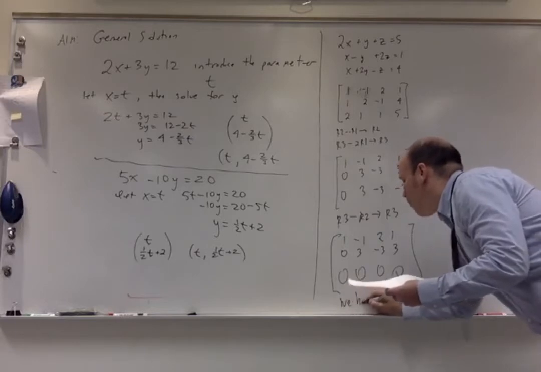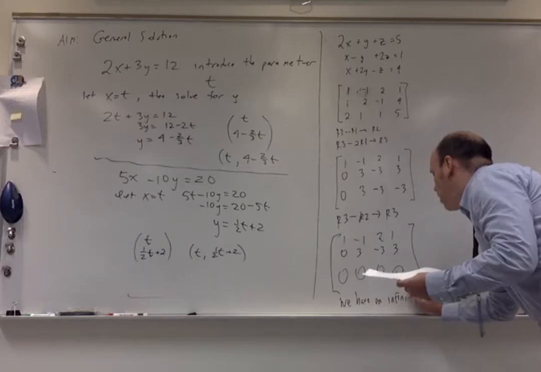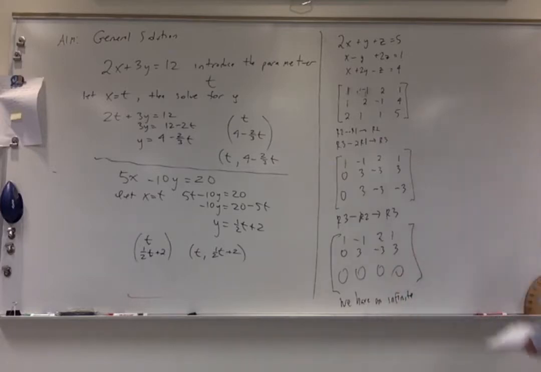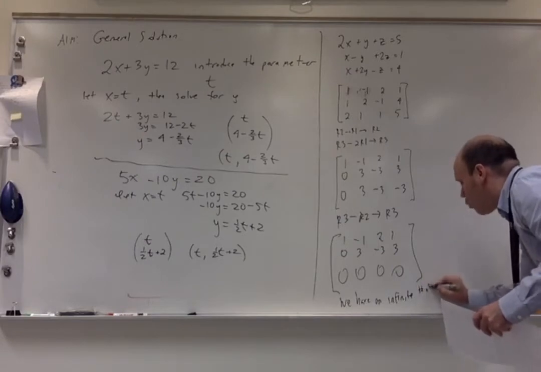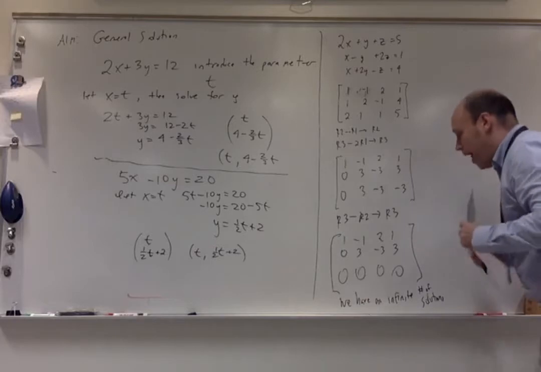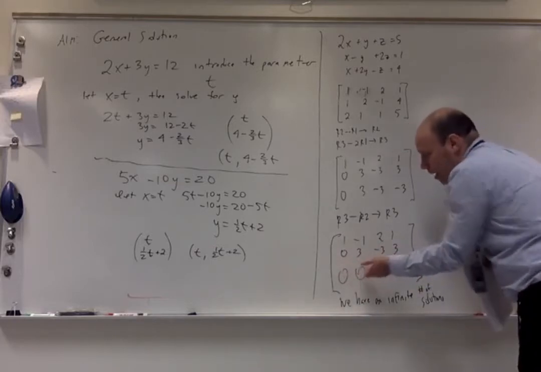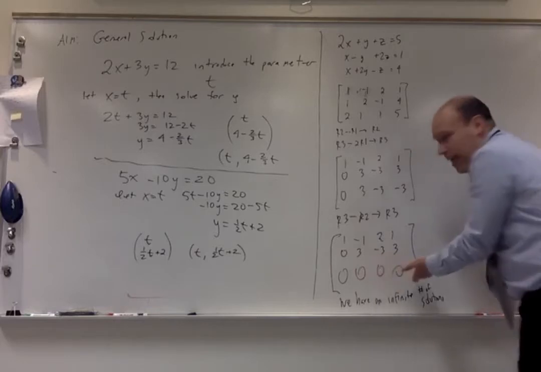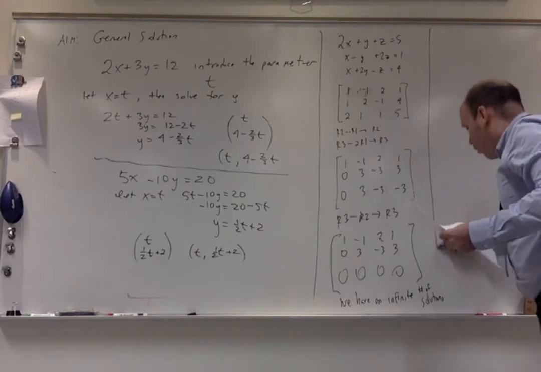we have an infinite number of solutions. Because everything is true. Because 0 times something plus 0 plus anything plus 0 times anything equals 0. What are we going to do? Okay, well, we're going to do a general solution.